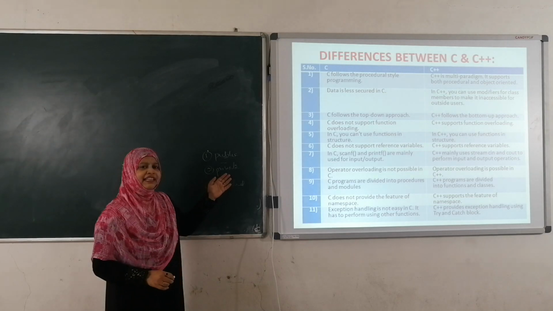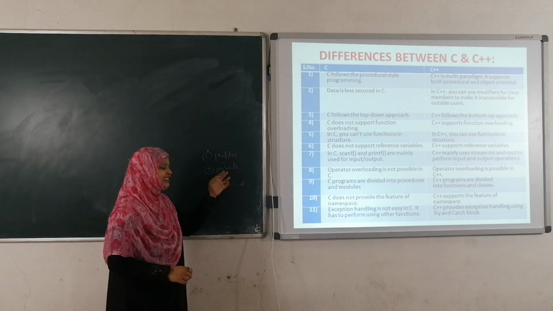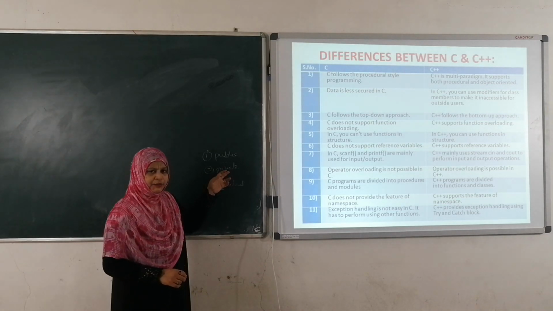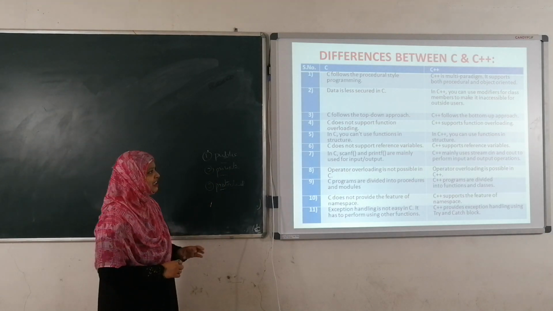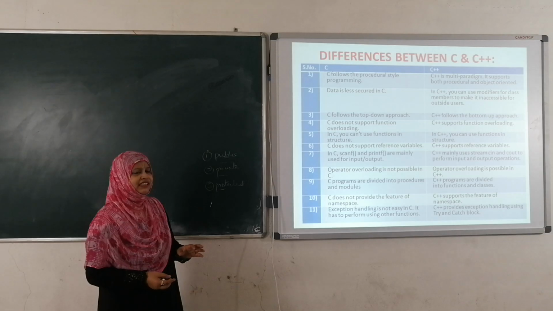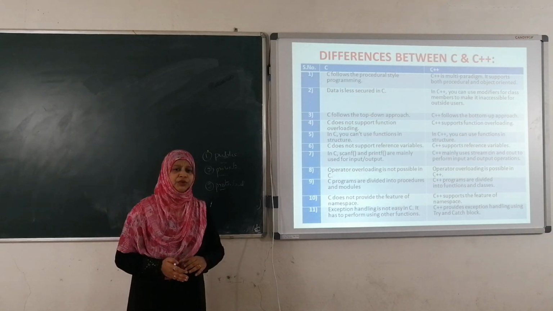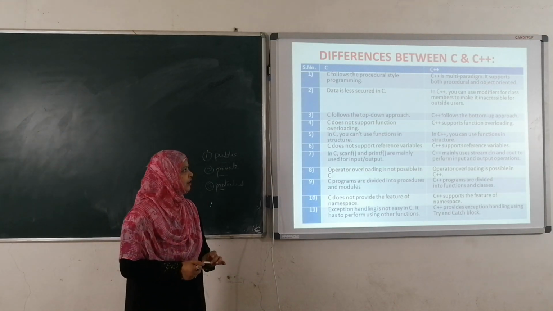If for example any data member or member function is declared as private in the private access specifier, then no one can access that particular data. That's the reason C++ is a more secure language compared to C.